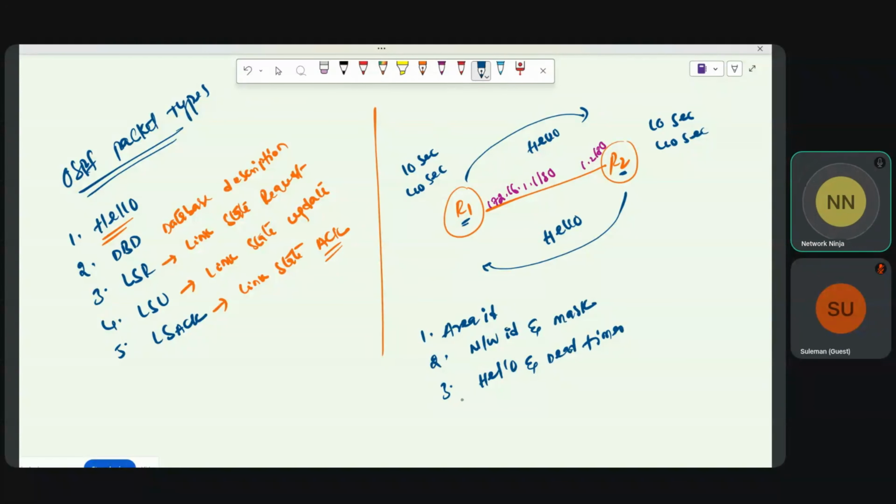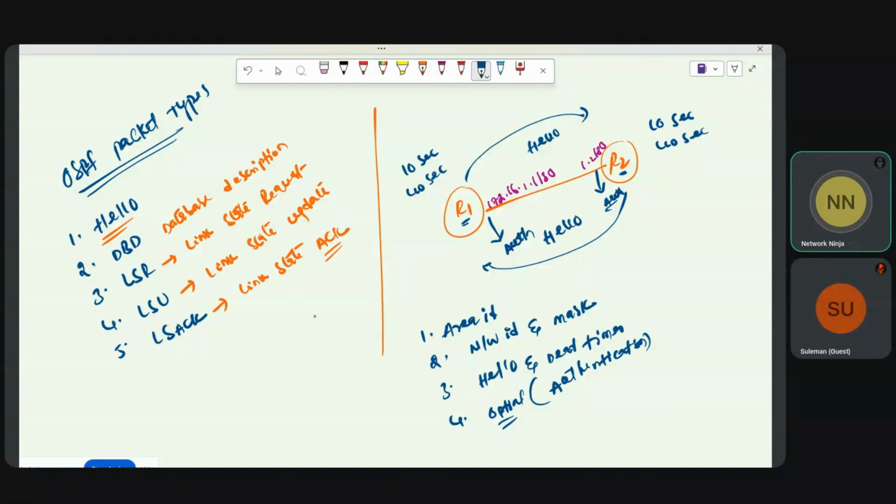And one more thing, the fourth thing, is optional. Optional means if you configure authentication on this particular interface, then the same authentication has to match on the other side. If you configure the authentication, it also has to match. Once it forms the neighborship, it is going to form the adjacencies. So this is what has to be matched, guys.